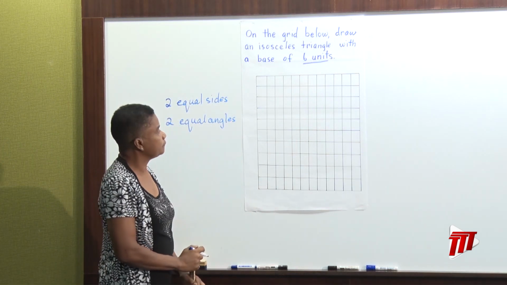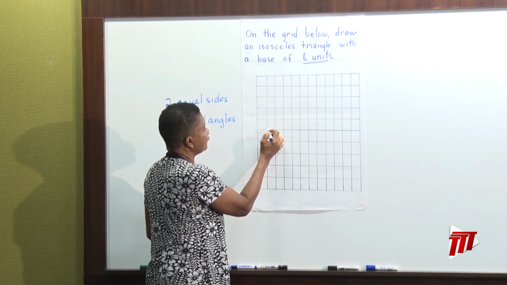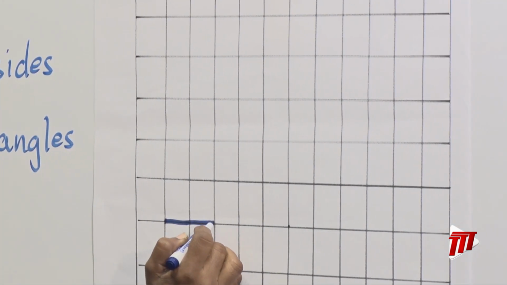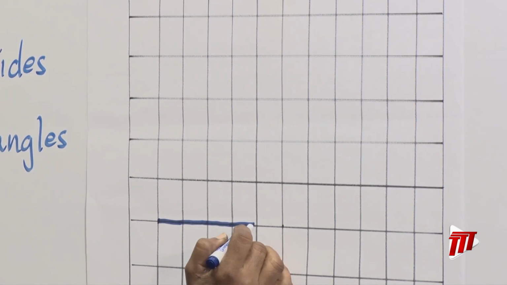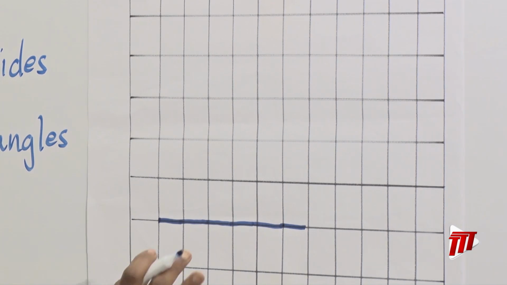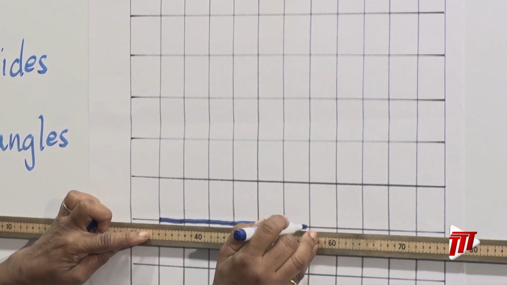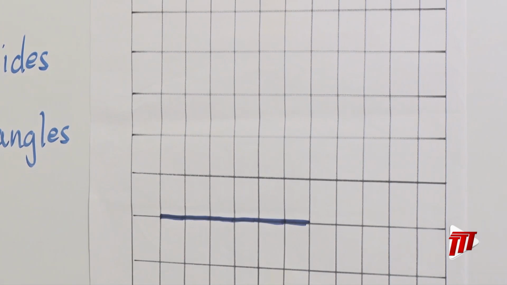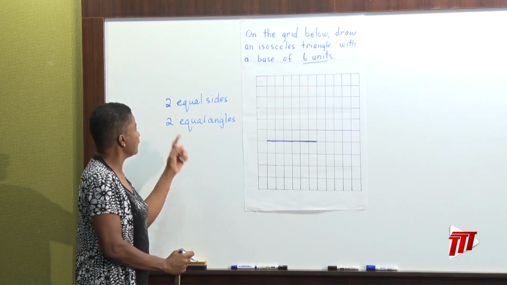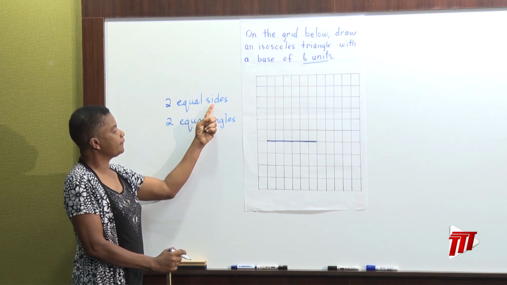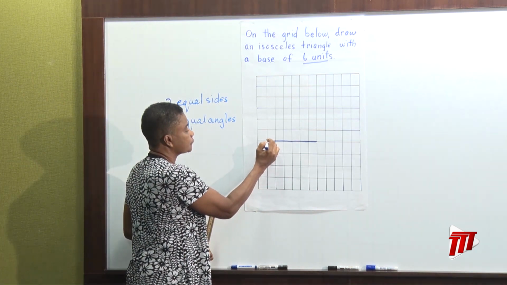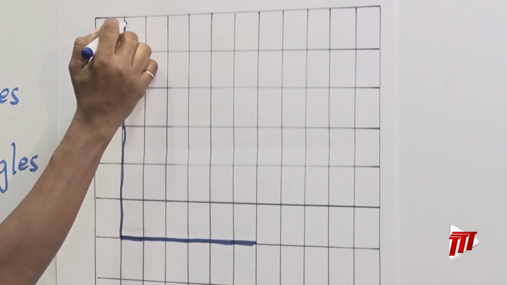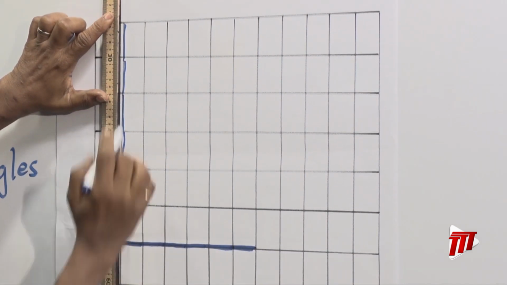So let's begin. Let's count. If we start, 1, 2, 3, 4, 5, 6. So that's my base. My base is 6 units. But if it is isosceles, what does that tell us? That our height must also be 6 units because we are looking for 2 equal sides. So let's go up 6. 1, 2, 3, 4, 5, 6. So our height is also 6 units.